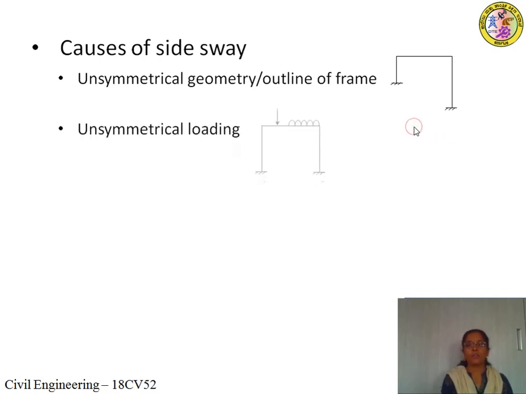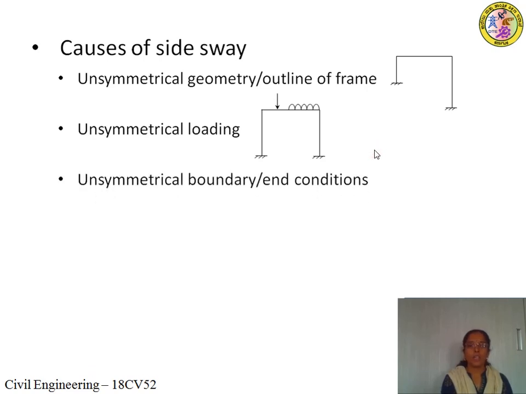The next cause may be unsymmetrical loading, for example like this. Here the geometry is symmetrical, lengths are the same, boundary conditions are the same, but it is subjected to an unsymmetrical loading. If a symmetrical frame is subjected to unsymmetrical loading, then also the frame undergoes sway. Apart from unsymmetrical geometry, unsymmetrical loading also makes the frame undergo sway.